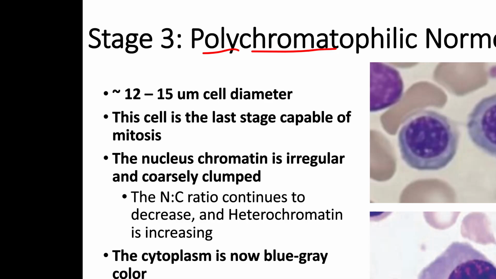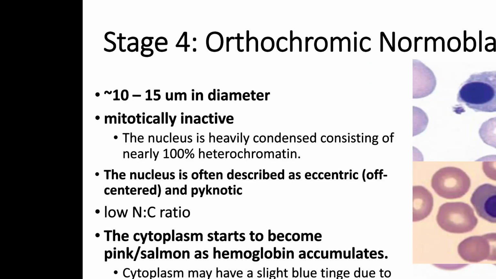You shouldn't find these in the peripheral smear. They're typically only found in the bone marrow, but I have seen very early precursors, especially if the patient is pushing out a lot of very immature red cells at a time, usually due to medication or some sort of hormone that's causing it.